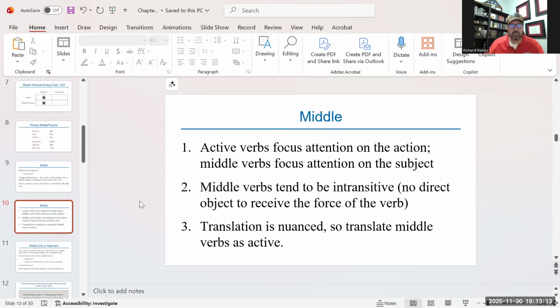You'll be able to recognize a middle verb a lot of times because it won't have a direct object. So you'll see the verb. Now, the endings will be a clear indicator. But one of the things that's going to help you to translate it as either middle or passive is that a middle verb is intransitive, which means it doesn't have a direct object to receive the force of the verb. And again, the translation is nuanced, so just translate middle verbs as active.